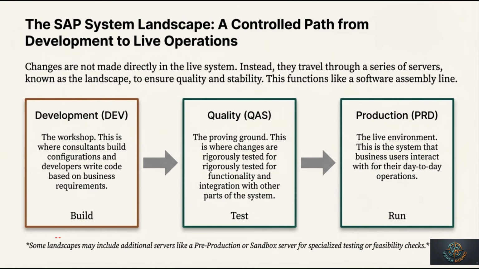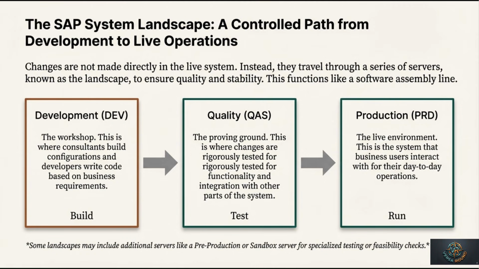Once the strategy is set, we move to the SAP system landscape. You never make changes directly in the live system. Instead, we use a controlled assembly line of servers. It starts in development. This is the workshop. Consultants build configurations and write code here.